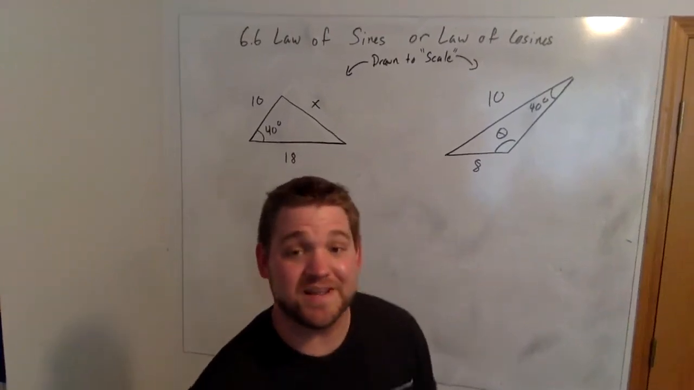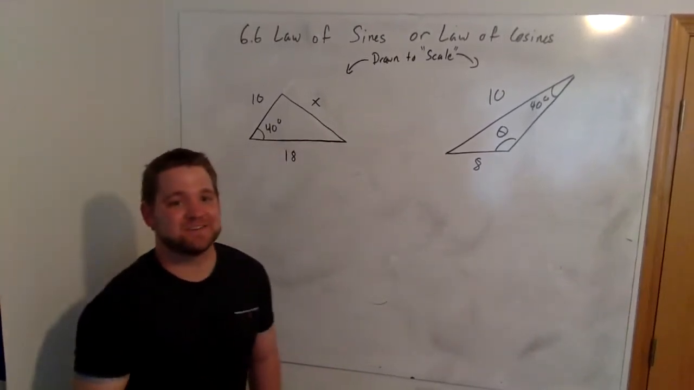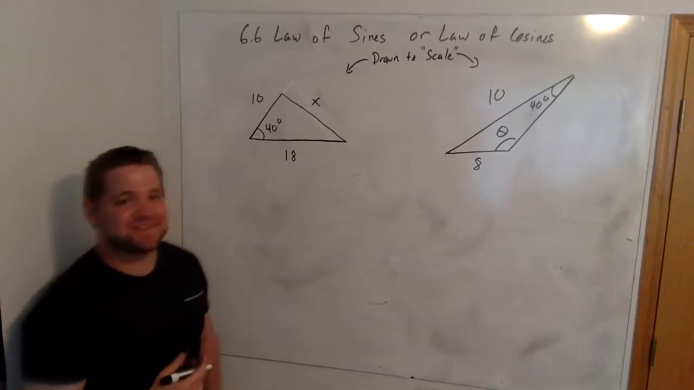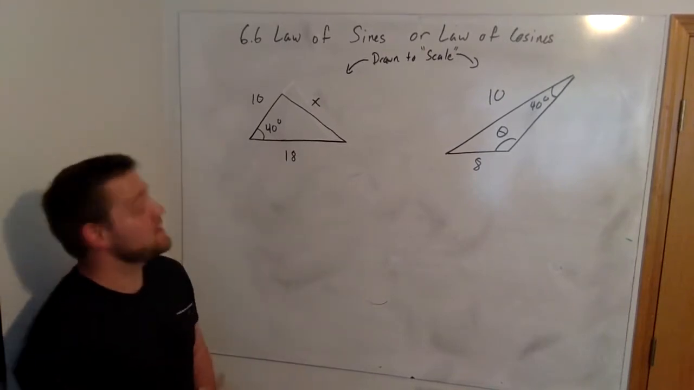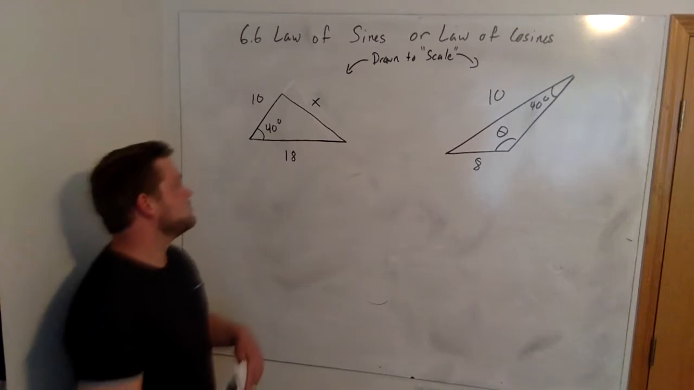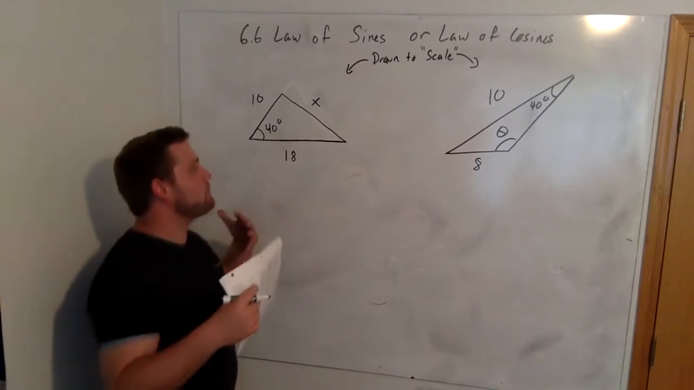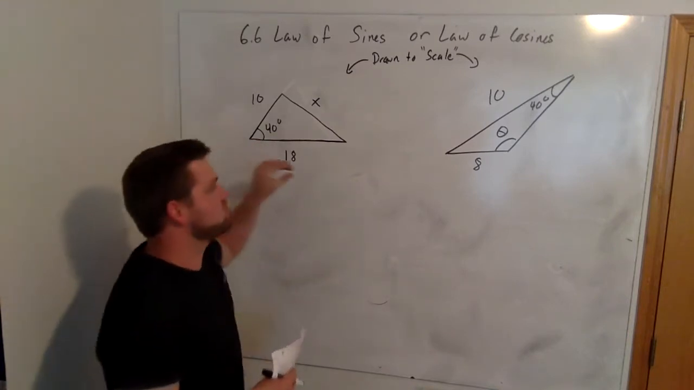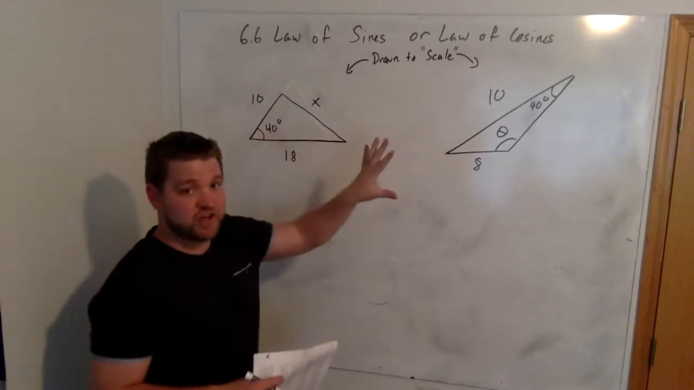Hello everyone. What we'd like to do in this video is get practice on deciding when to use the law of sines and when to use the law of cosines. I have two triangles up here. These are drawn to scale. I mean, they're not perfect, but think that these are the triangles. They have these general shapes.